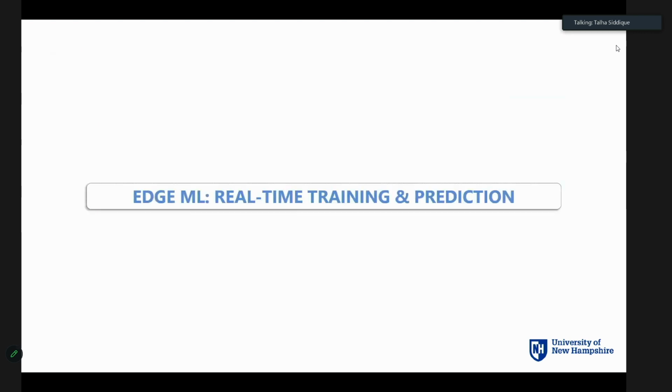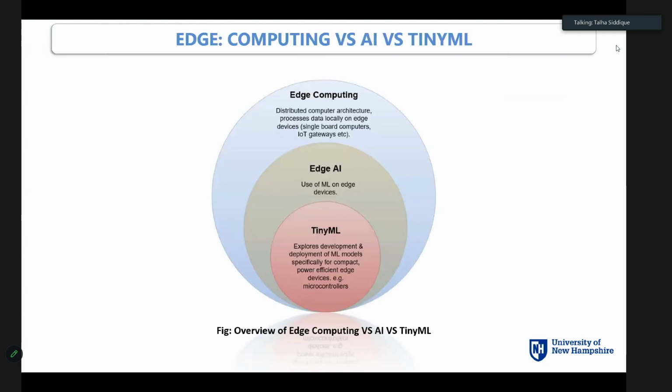So this brings me to a paradigm called edge machine learning, which is a means of not only training the model online, but also making real-time predictions. In order to understand the first paradigm of edge machine learning, the first thing that occurred was edge computing. So in terms of edge computing, it was basically distributed computer architectures like, say, Internet of Things gateways, which were used to process data.